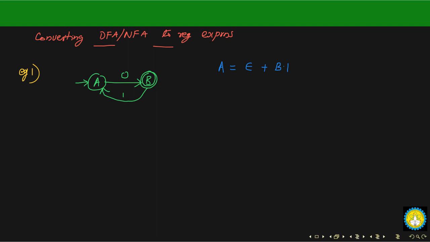Similarly, we have to write the expression for the state B. If you look at the state B, there is only a single path from state A to B upon getting a 0. That's the only way of getting to B. So we can write the expression of B as A dot 0.